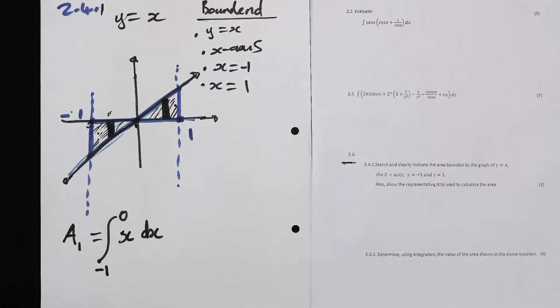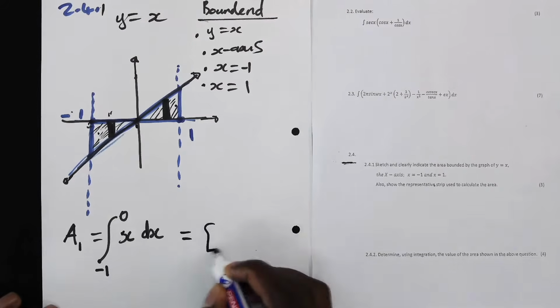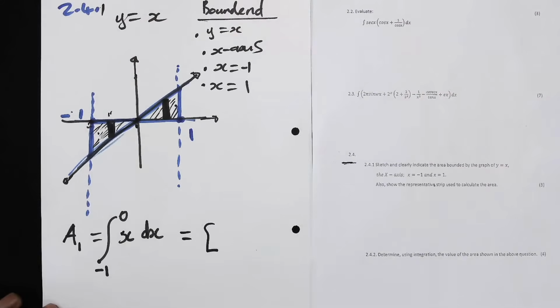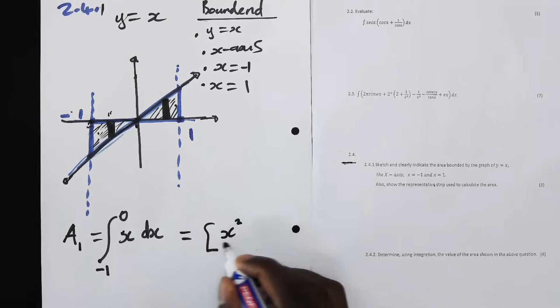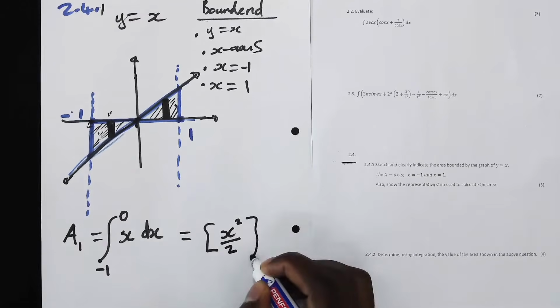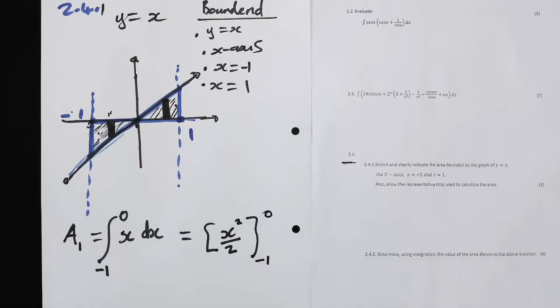That's area 1. Therefore, the area that we'll get when we integrate, we are going to integrate now in terms of x. The integral of x is x squared divided by 2. Close the brackets. Therefore, you must say from lower limit to upper limit 0.